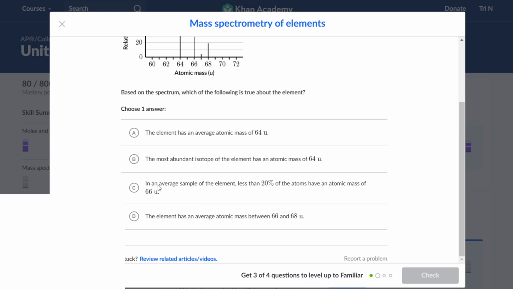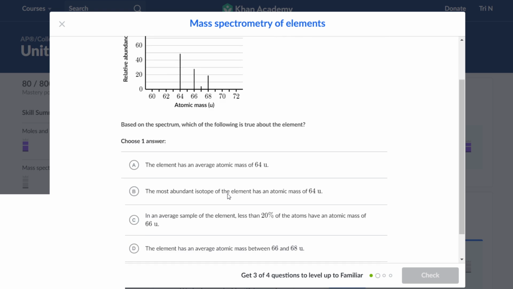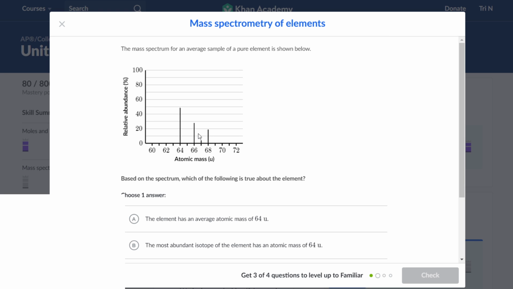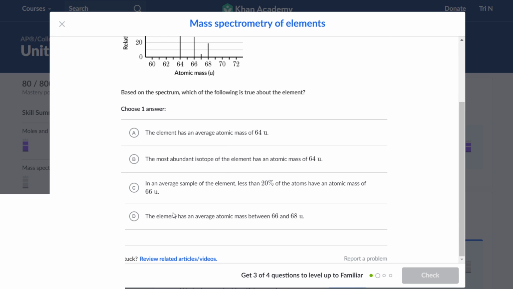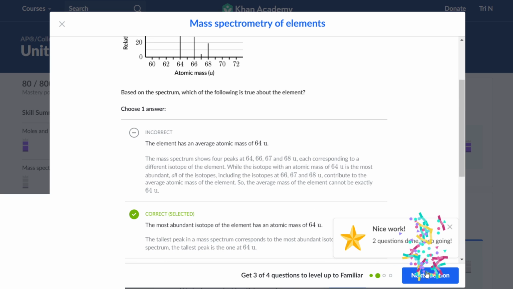In an average sample of the element, less than 20% of the atoms have an atomic mass of 66 U. That wouldn't be right, because if we look at 66, it's closer to 30%, so it's not less than 20%. And D, the element has an average atomic mass between 66 and 68. That wouldn't be true, because it should be between 64 and 66, since the relative abundance at 64 is greater than at 68. So our final answer should be B. There we go. Perfect.